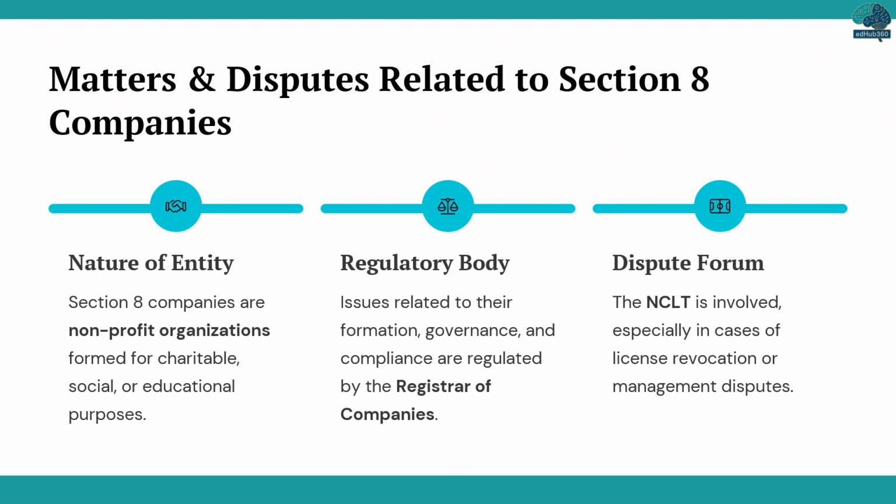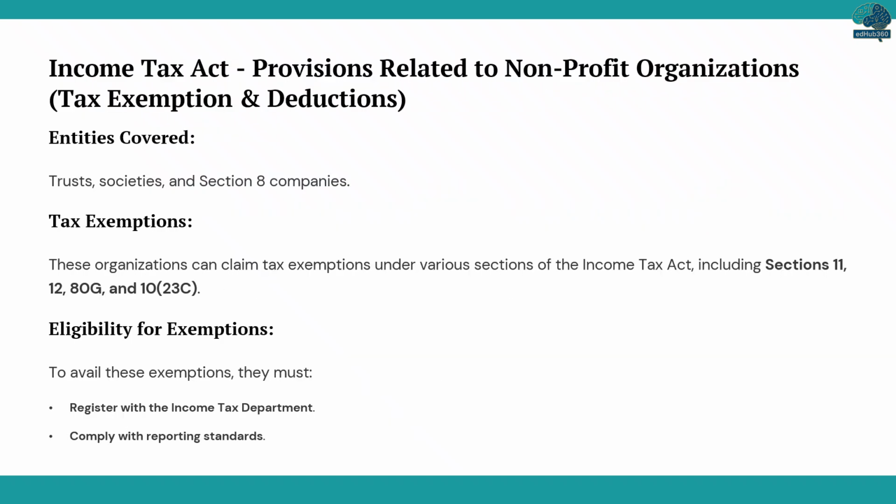Turning to the Income Tax Act, non-profit organizations, including trusts, societies, and Section 8 companies, can claim tax exemptions. These are available under various sections, such as 11, 12, 80G, and 10(23C). To be eligible for these exemptions, they must register with the Income Tax Department and adhere to specific reporting standards.